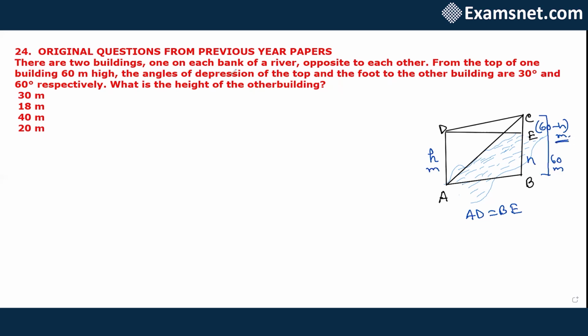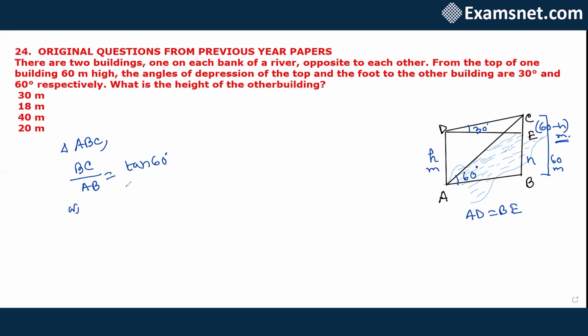Now the angle of depression from the top of the larger building to the foot of the other building is 60 degree, and to the top of the other building is 30 degree. So it's 30 and this one is 60 degree. So let's start with the solution. First, we will consider the triangle ABC. So here BC by AB equals tan 60 degree.